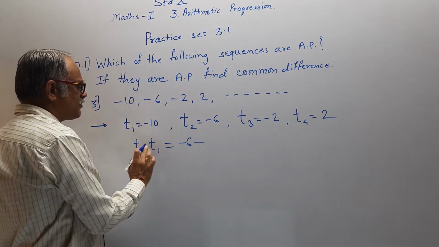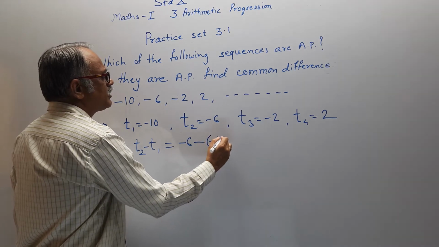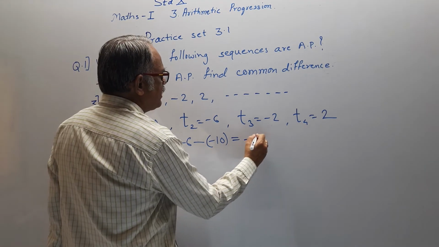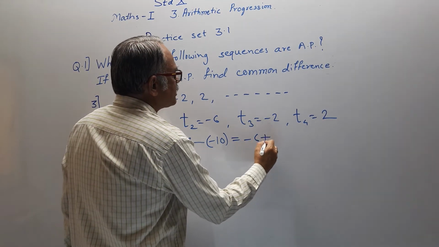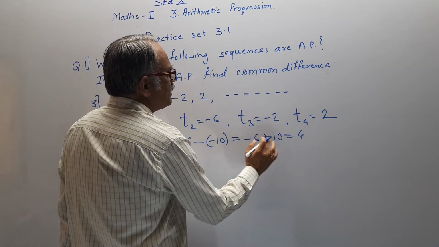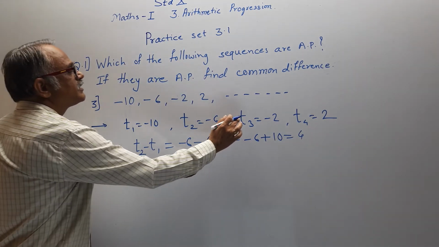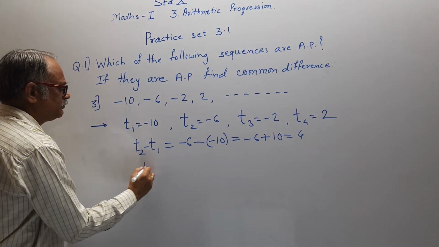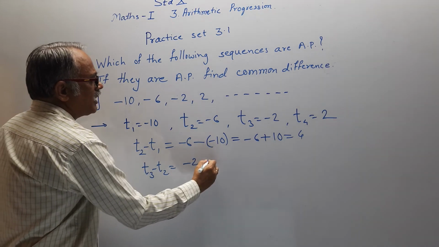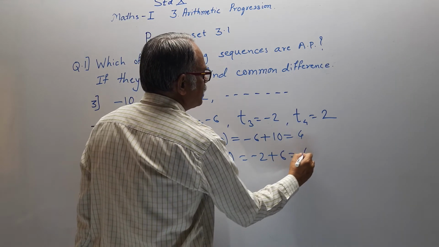Minus, this is the minus from the formula in T2 minus T1, and the T1 value itself is minus 10. So when such minus signs come together, write in a bracket. So it will be minus 6, minus becomes plus 10, and minus 6 plus 10 will be positive 4. When the signs are different in addition or subtraction, take the difference and put the sign of the bigger number. Similarly, T3 minus T2: minus 2 minus 6... minus 2 plus 6. That is also 4.